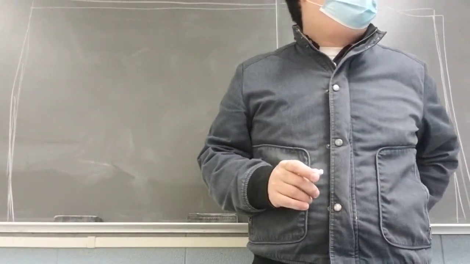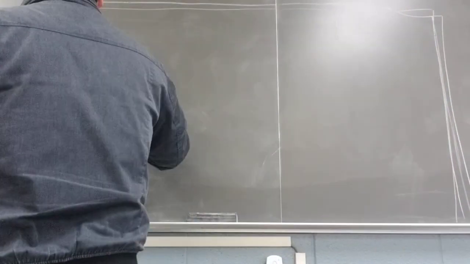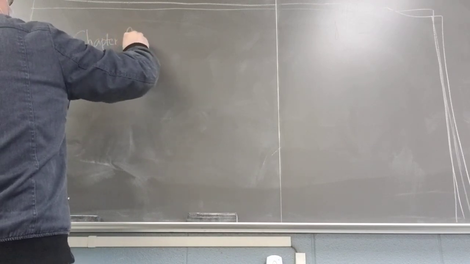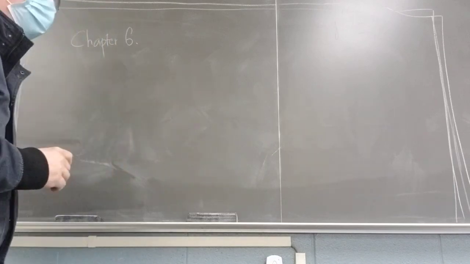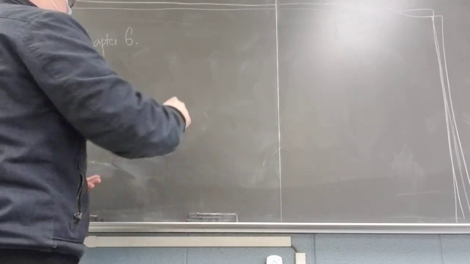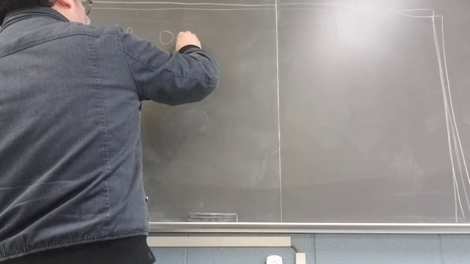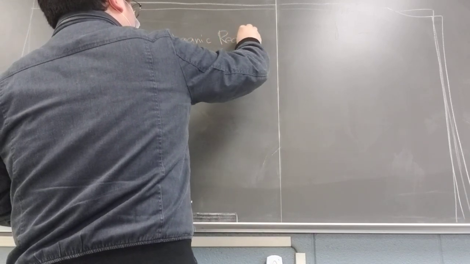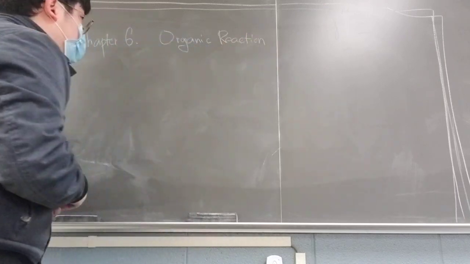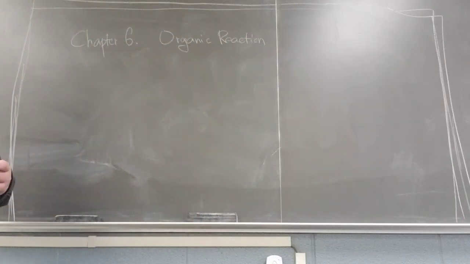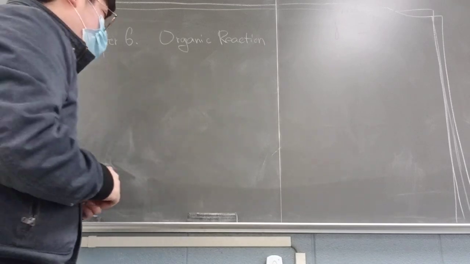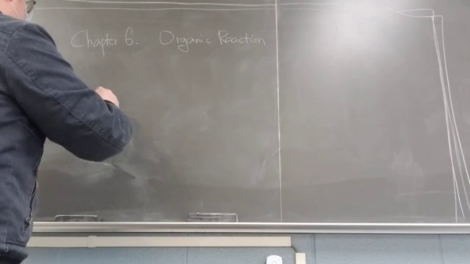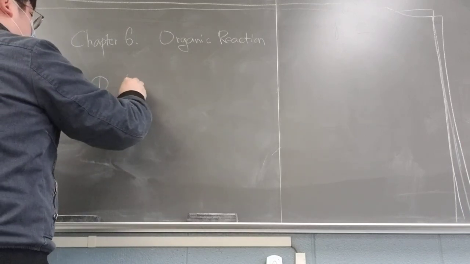Today we're gonna start talking about chapter 6. Chapter 6 is about the several types of organic reactions. When you think about this, there are four types of reaction we can think of. The first one is addition reaction.